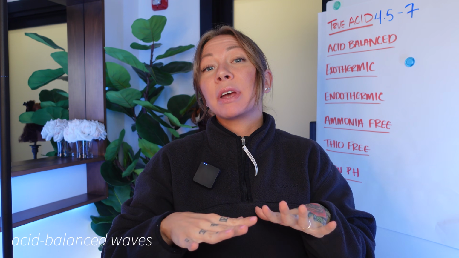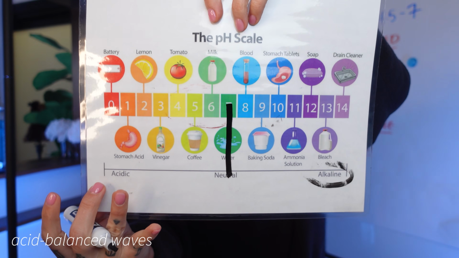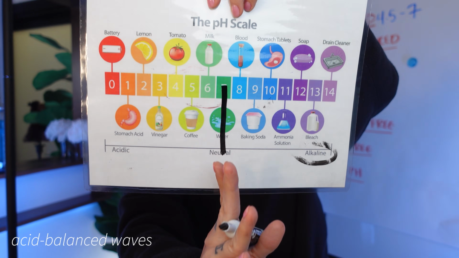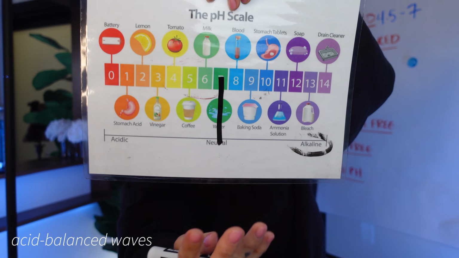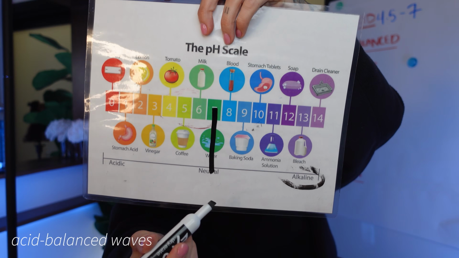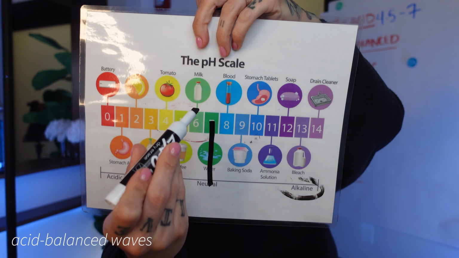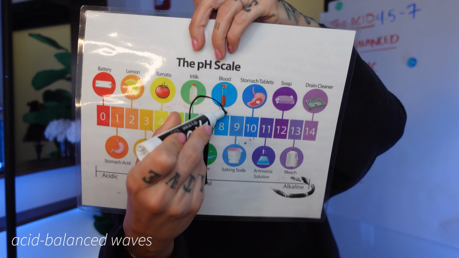Acid balanced waves have a neutral pH of 7. The pH scale is 0 through 14. If you cut it in half, you have 7. Water is neutral for the most part. Depends on what kind of water you're drinking, but here, water is neutral. An acid balanced wave has a pH of 7.